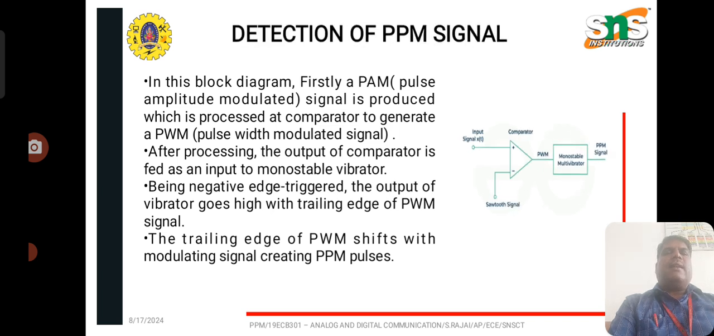Next, demodulation of PPM signal. In this block diagram, first a PAM signal is produced, which is processed at the comparator to generate a pulse width modulated signal. After processing, the output of the comparator is fed as input to the monostable multivibrator. Being negative edge triggered, the output of the multivibrator goes high with the trailing edge of the pulse width modulated signal. The trailing edge of pulse width modulation shifts with the modulating signal, which creates the PPM signal.